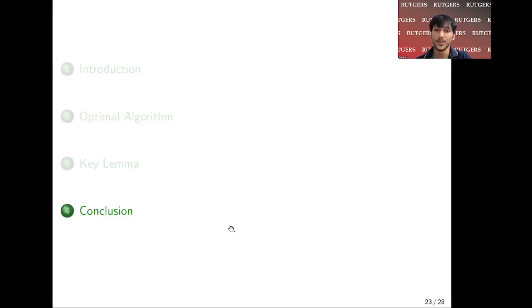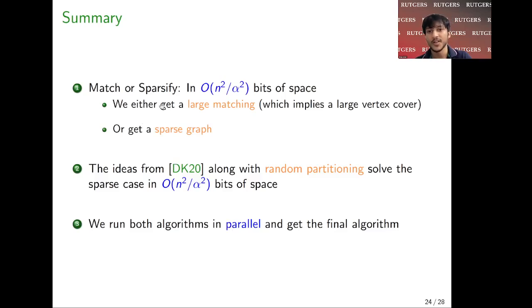Great. So now let's conclude. We give a match or sparsify lemma, which in n square over alpha square bits of space either gives you a large matching, which implies a large vertex cover, and so you're done because you can output the vertex set V as the solution, or you get a sparse graph. And how do you solve this case? You use ideas from Dark-Conrad 20 along with random partitioning. And you can again solve this in n square over alpha square bits of space. And note that we run both of these algorithms in parallel during the stream. So you only think of it one after the other, like running this and this, in post-processing. But during the stream, they run together and we get the final algorithm.